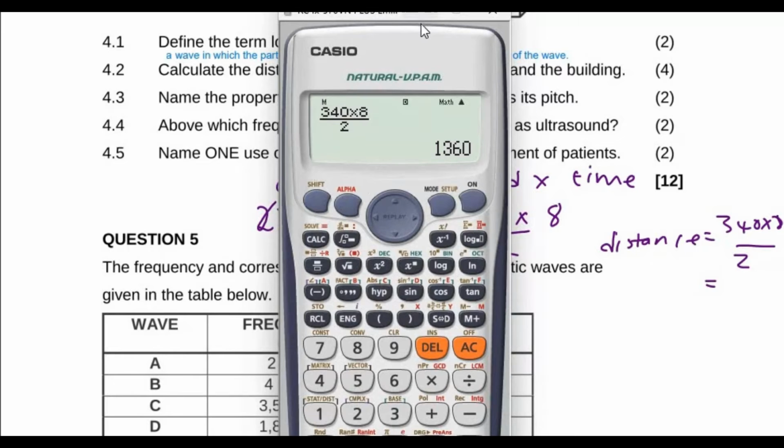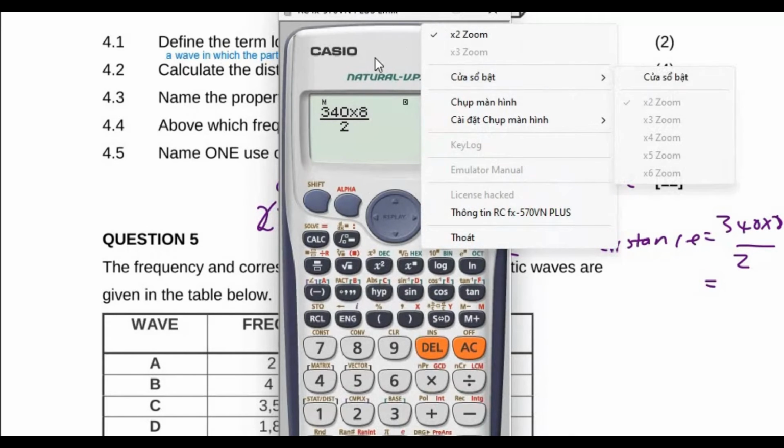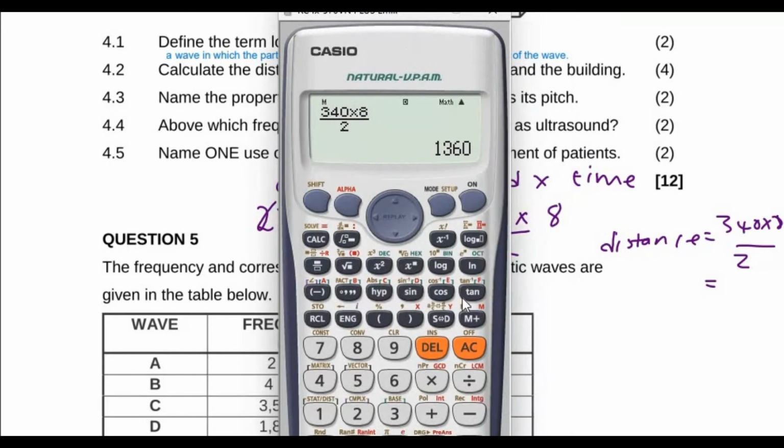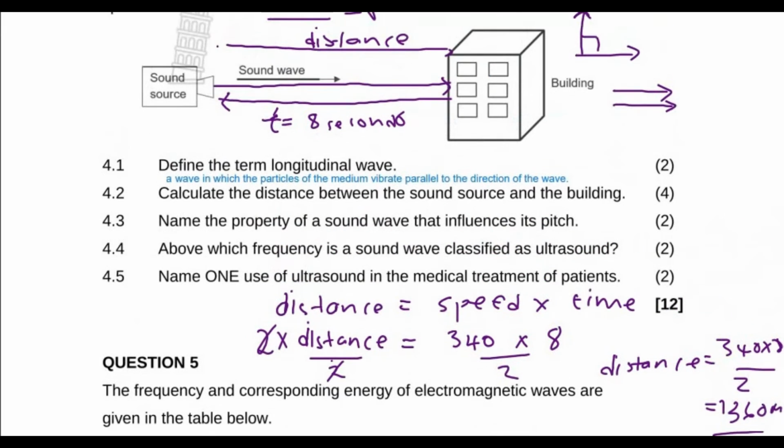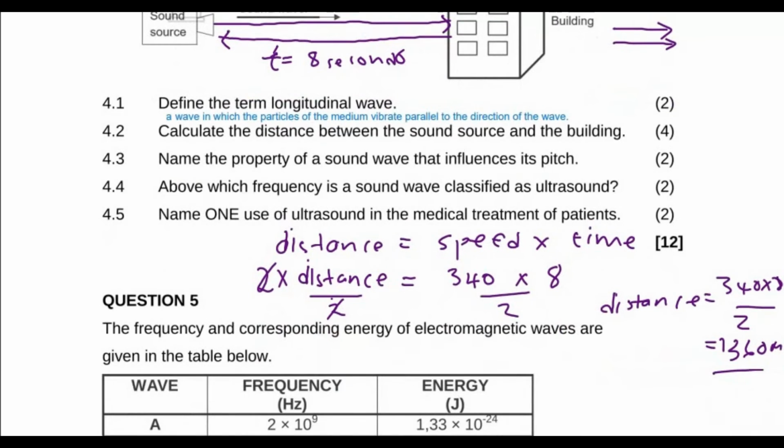Ooh. Can we just win disappear? Let me click here. Okay. So the distance is actually 1360 meters. So that is the distance from the source to the building. Isn't it interesting that we can just determine the distance from knowing the speed of sound and the time? That is an interesting property of sound.